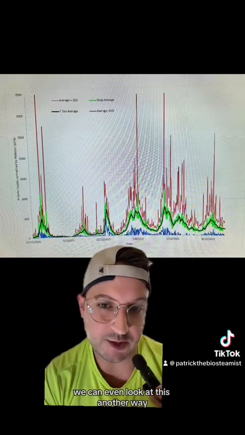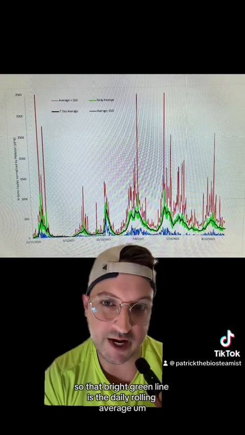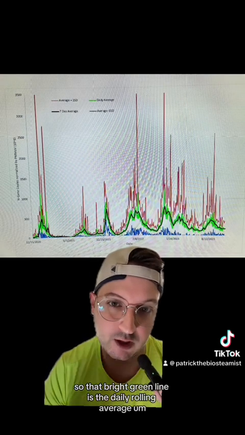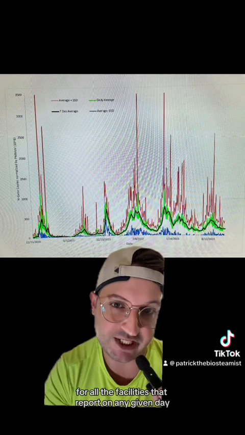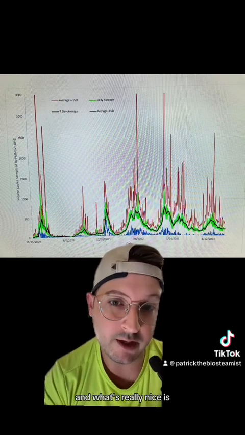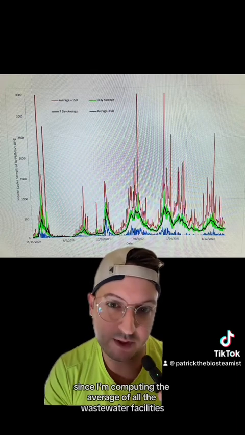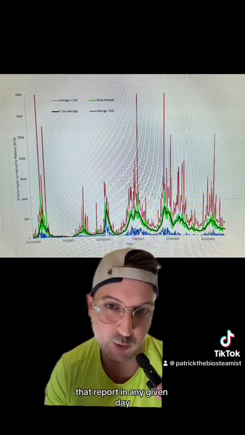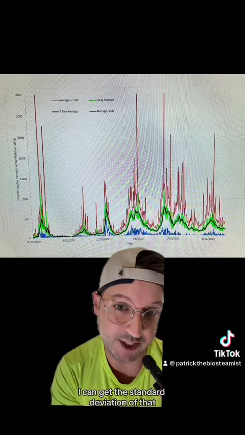We can even look at this another way. So that bright green line is the daily rolling average for all the facilities that report on any given day, and the black is the 7-day moving average. And what's really nice is since I'm computing the average of all the wastewater facilities that report on any given day, I can get the standard deviation of that.